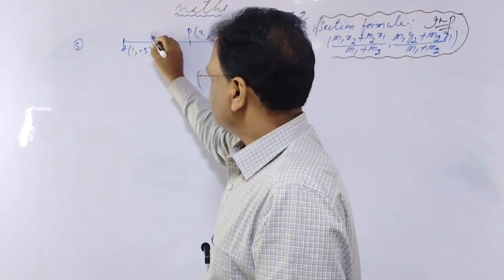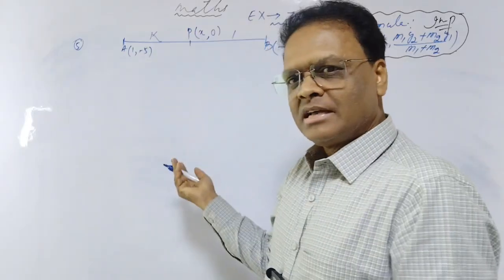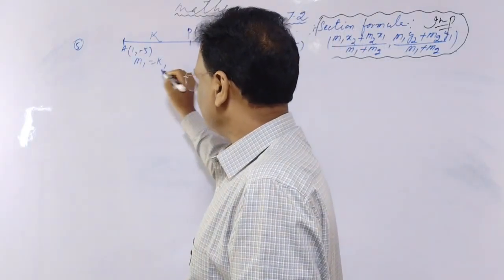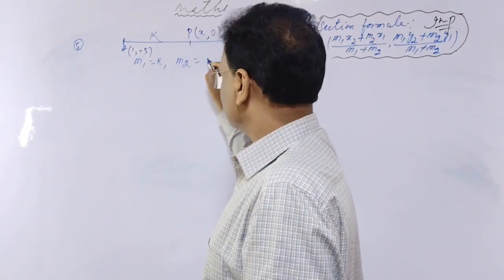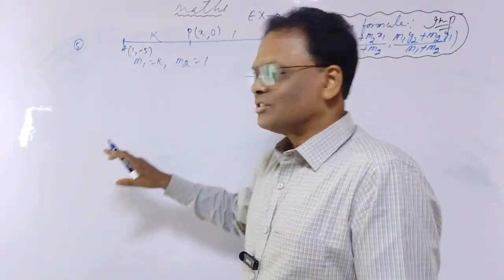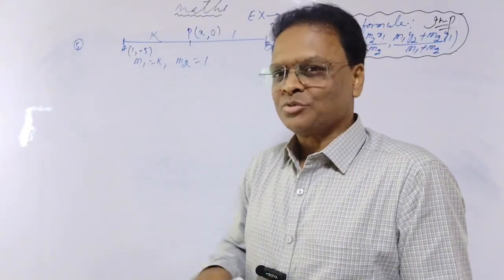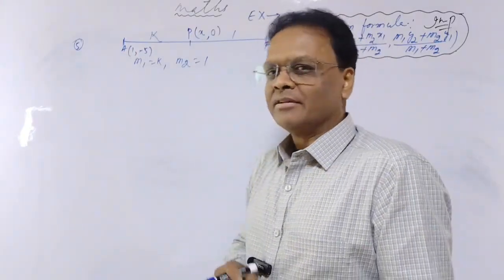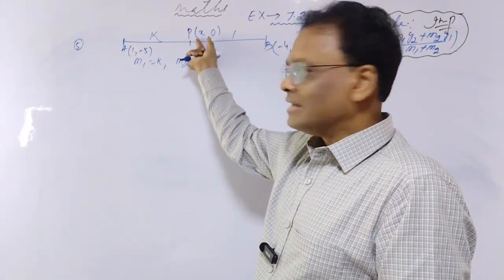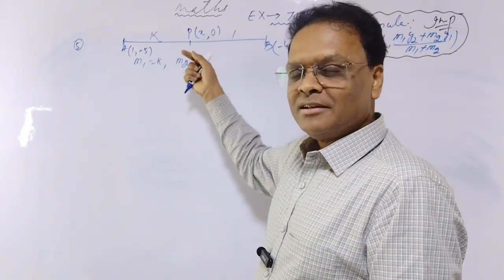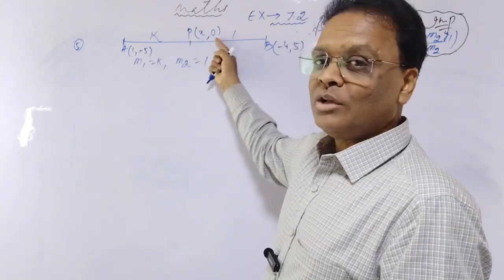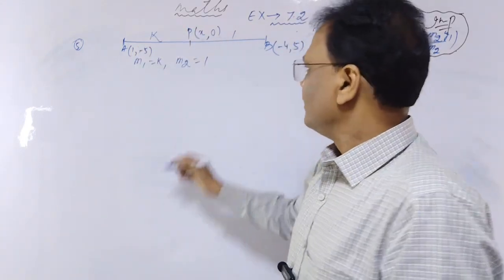Now let it divide in the ratio of k is to 1, as usual. So what is my m1? m1 is equal to k, m2 is equal to 1. I am doing the same thing. The basic difference between this question and the previous question is that in the previous question he had already given the coordinates of this point, but in this case he has not. Indirectly he is telling that the point is on the x-axis, so therefore I have to take the y coordinate as definitely 0.